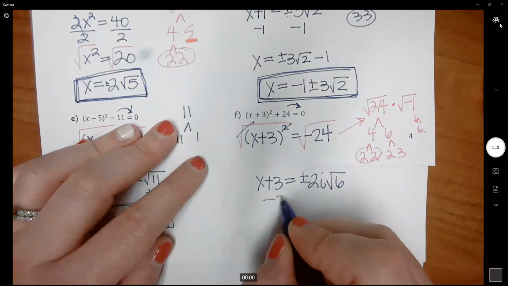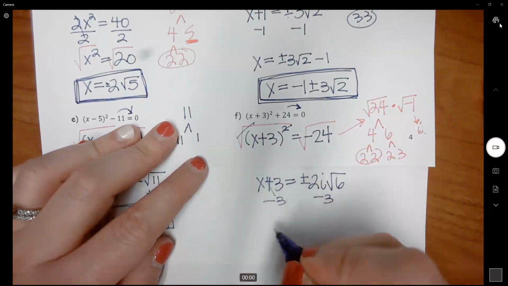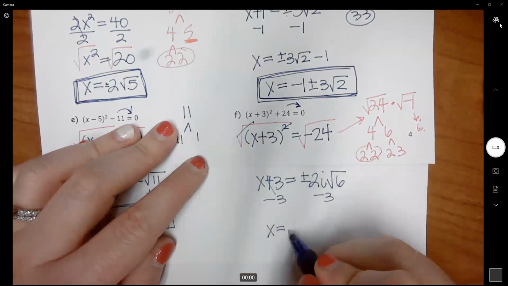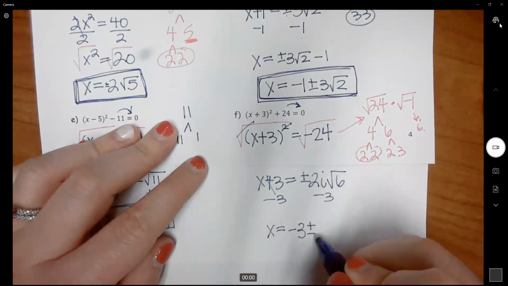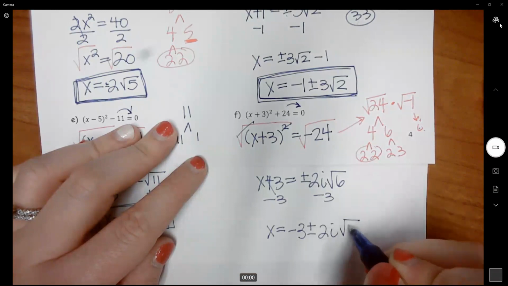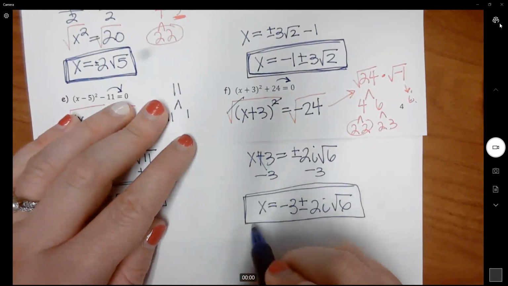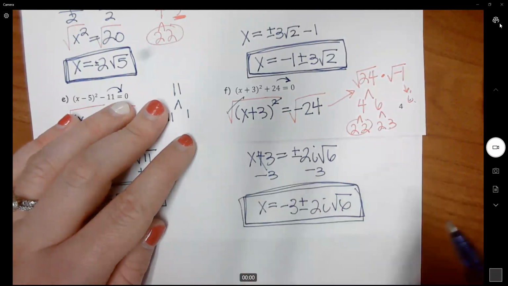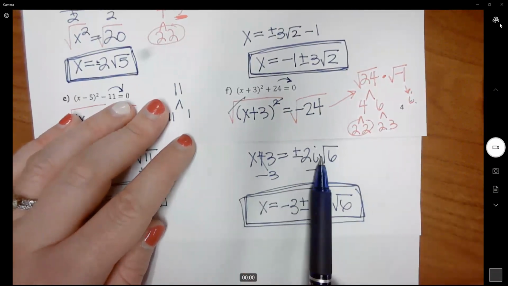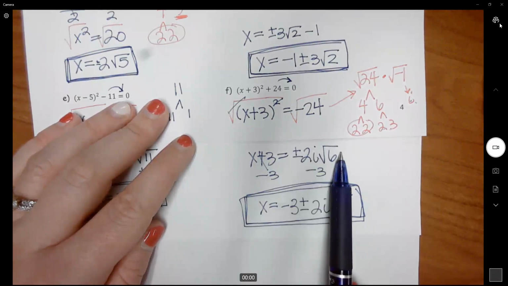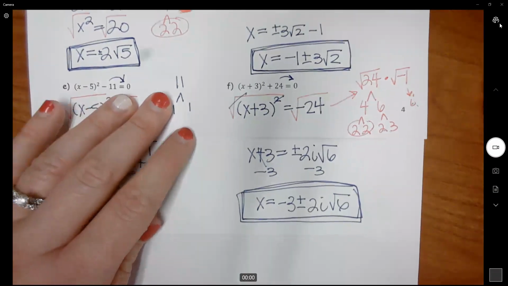And then your last step is subtract this over. So my final answer is negative 3 plus or minus 2i square root 6. If you want to write that backwards, that is okay. If you want to do just like this, negative 2i square root 6 and then minus 3 at the end.